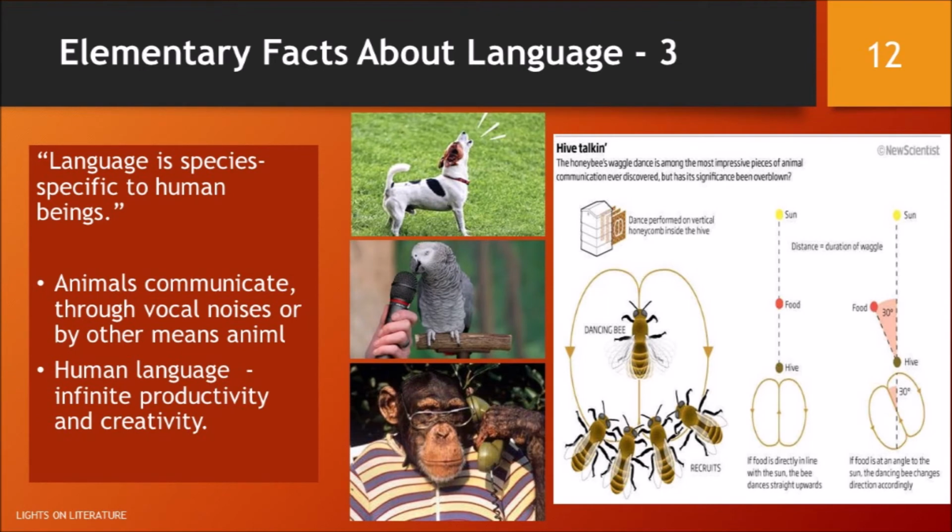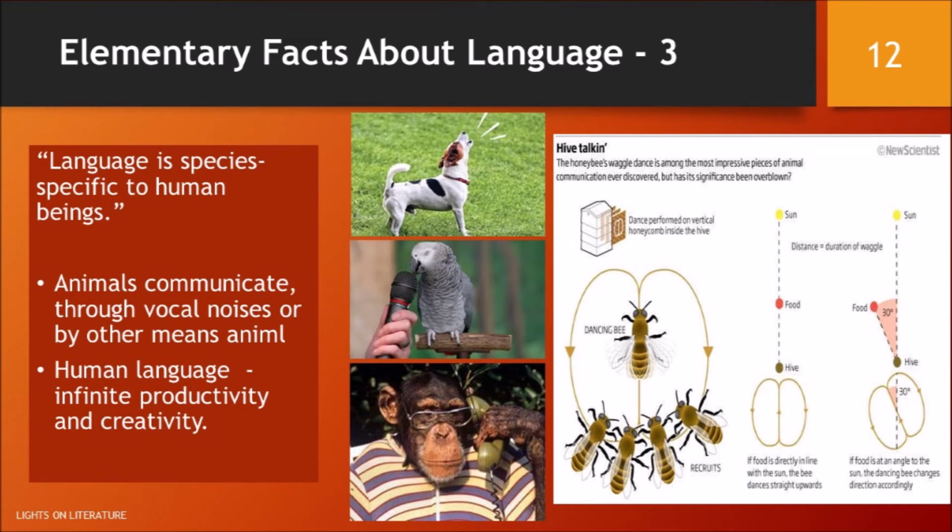Language is the distinguishing characteristic of man, and it differentiates man from other animals. Even though animals communicate through vocal noises, human language has immense creativity and infinite productivity.